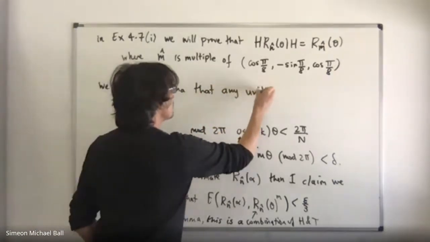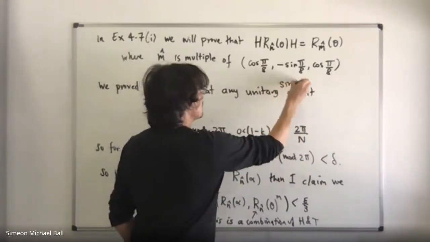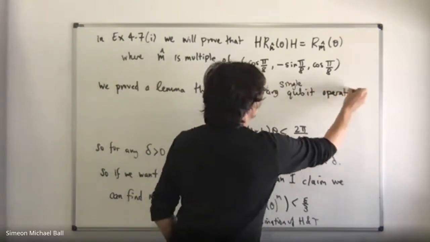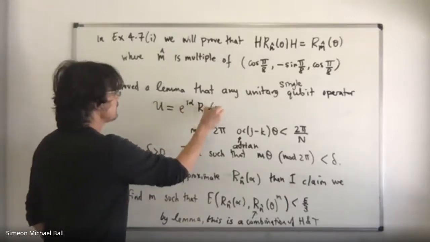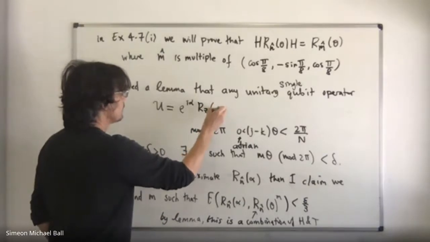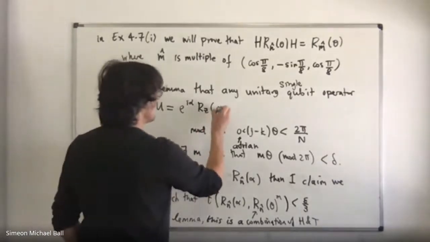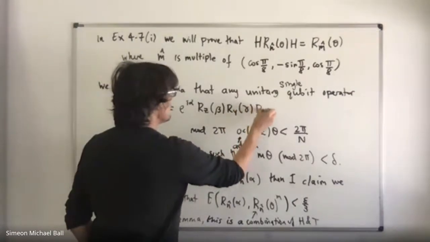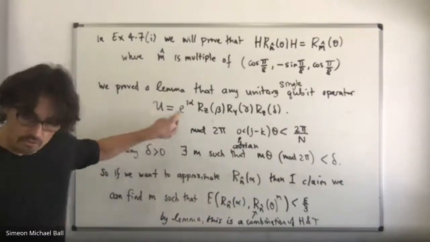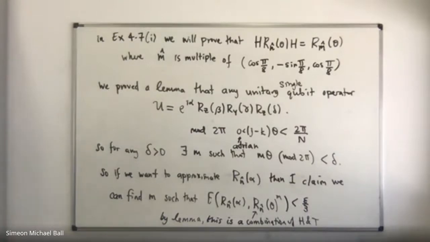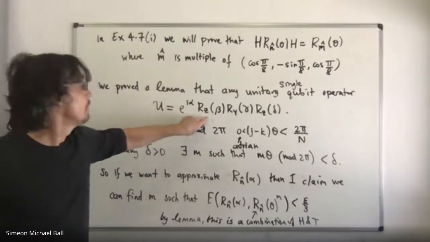Any unitary single qubit operator U is equal to, up to a global factor e to the i alpha, Rz beta, Ry gamma, Rz delta. Okay, so we proved that we could break down any unitary into some global factor here, and then these three rotational things.